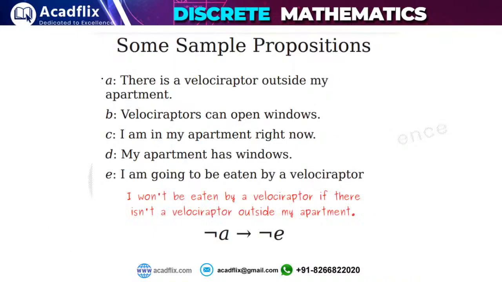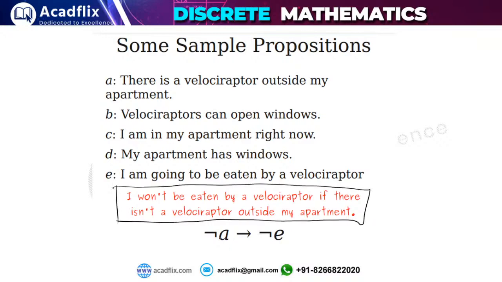Let's see this example. So this is a complicated statement. Finally, basically you need to convert this statement. Right now, don't look at this solution, you make your own solution. So you see, some propositions have been given to you. The propositional variable A is representing this proposition: there is a velociraptor outside my apartment. Maybe you are in the Jurassic World, whatever. If you are a fan of Jurassic World, then you will like this example.